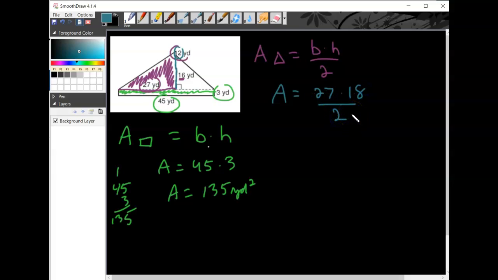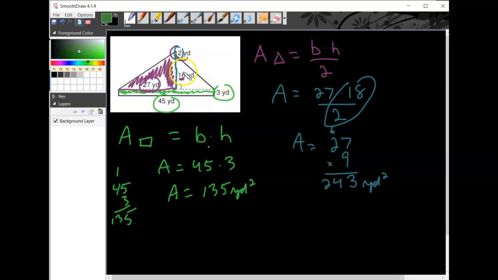Now, I look for as many shortcuts as possible when doing work like this, okay? I see 18 over 2 here. Guess what? 18 divided by 2 is just going to be 9, right? So isn't this the same as 27 times 9? I believe it is. So let's do that multiplication. What is 9 times 27? Well, 9 times 7 is 63. 9 times 2 is 18. Plus 6, 24. We get 243. So 243 yards squared.